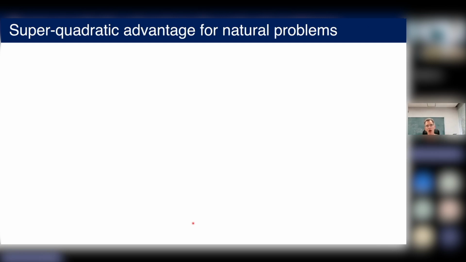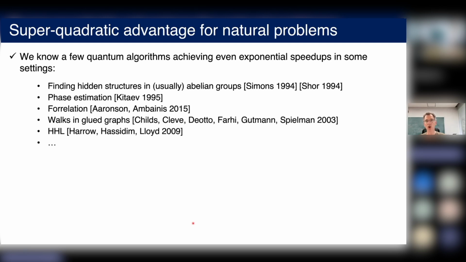What's much more interesting is super-quadratic advantages, again for natural problems. We know a few quantum algorithms achieving such speedups. For example, finding hidden structure in abelian groups. This is essentially Shor's algorithm. This can be extended to solving instances of the hidden subgroup problem and so on. We also know some exponential advantage for phase estimation, for problems like correlation, and even for quantum walks in some specific classes of graphs.